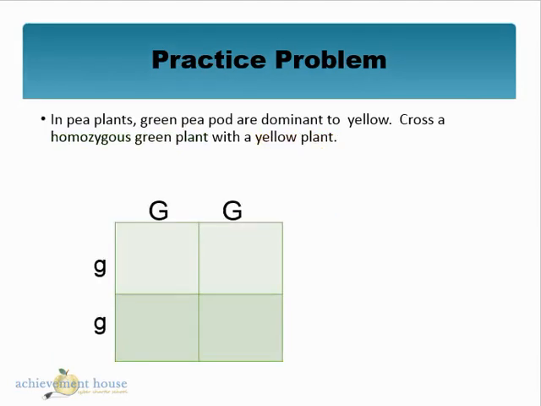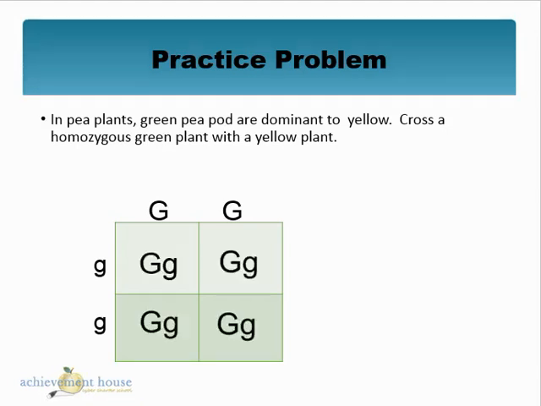Now we're ready to set up our Punnett square. The homozygous green plant is written on the top of the square. The yellow plant is written on the side. Now we fill in the Punnett square to show all the possible combinations of alleles. Our results show that when we cross a homozygous green plant with a yellow plant, all of the offspring will be big G, little g. That means that they will all be green.